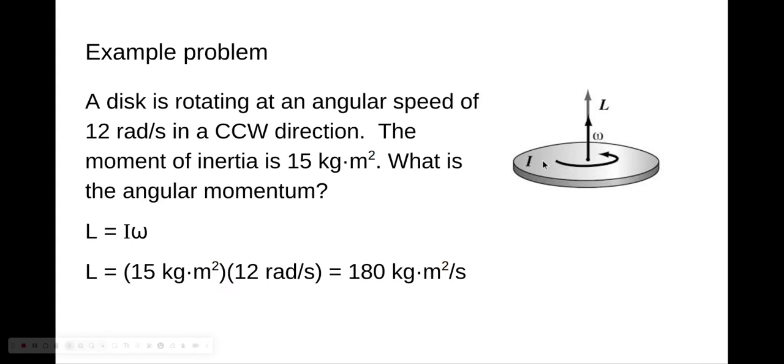All right, I times omega. So it's 15 times 12 is 180. Our units: the radians go away. They're not really units. It's just a designation, but they can kind of come and go as they please.